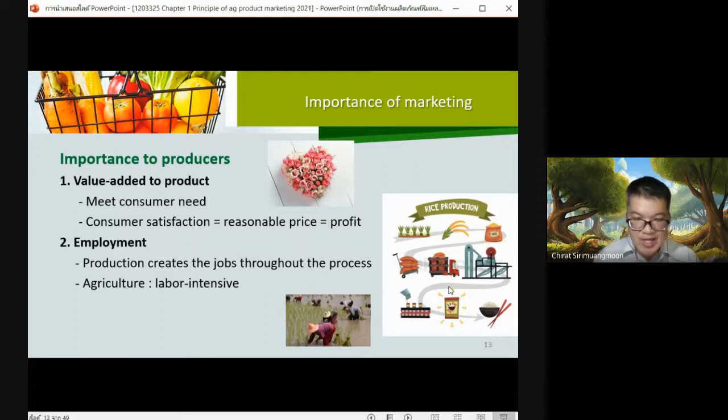For example, in the past we consumed just plain rice or plain milk, but for now we have many flavors of milk. The reason why we create many flavors is because for now many people like different tastes and flavors.